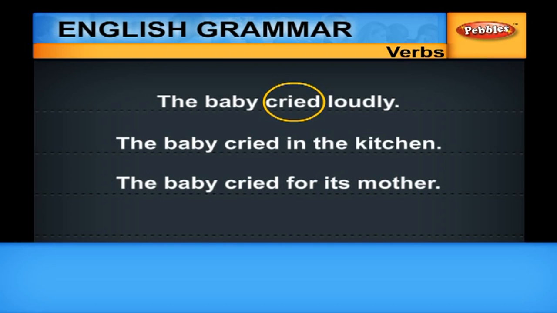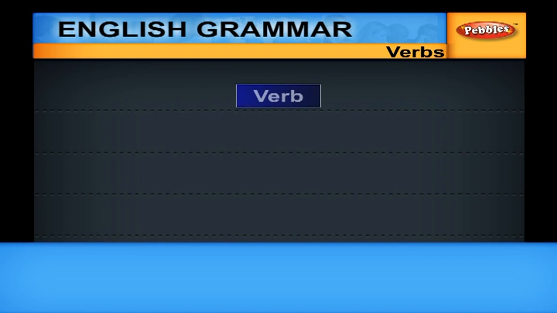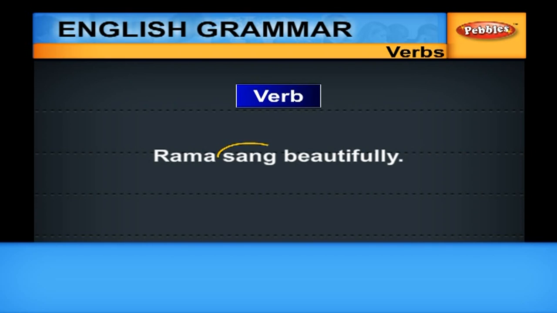But there can be a predicate without verb. Verb is the vital component of a sentence. What is a verb? We will explain this with examples. Rama sang beautifully. What is the verb in this sentence? Sang. What did the verb do? It tells us what the subject Rama did.